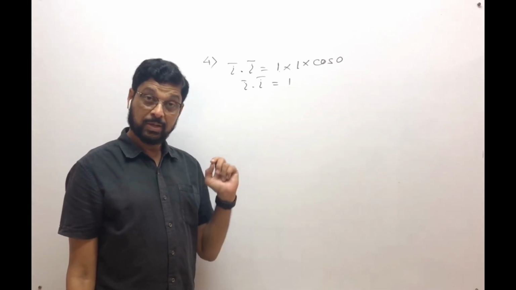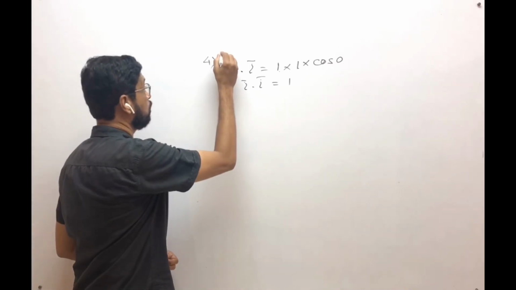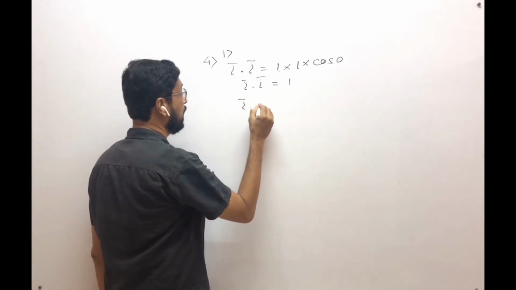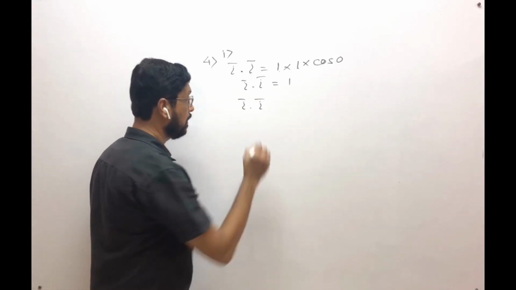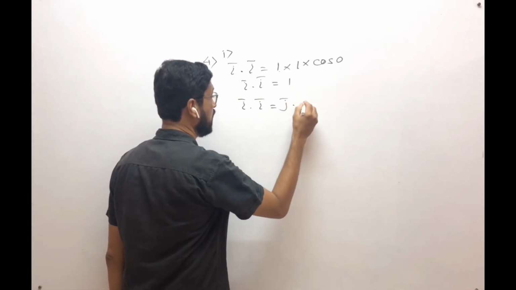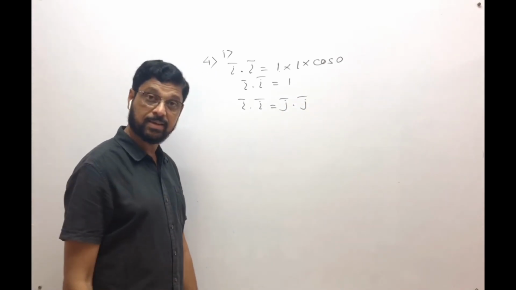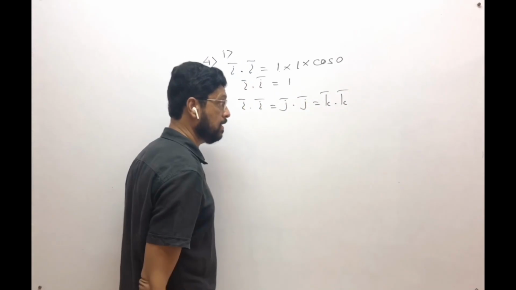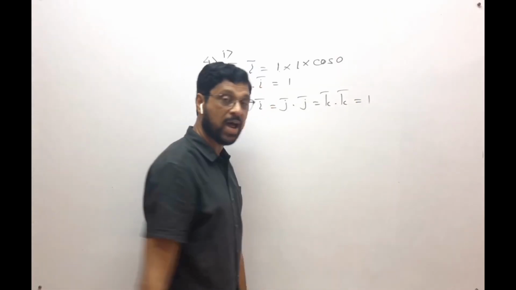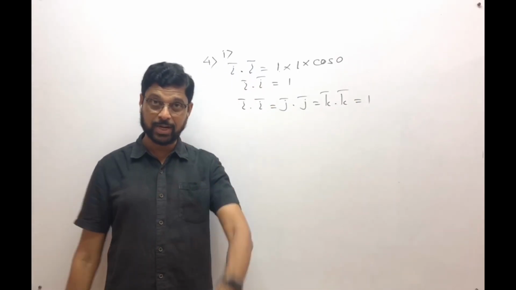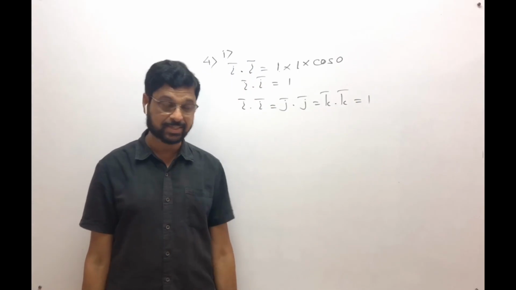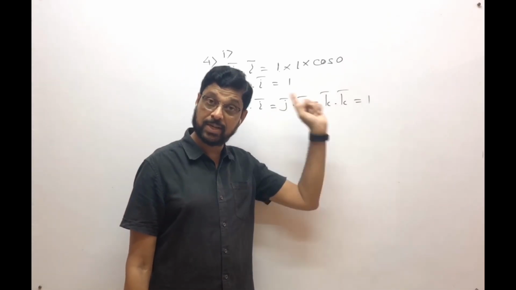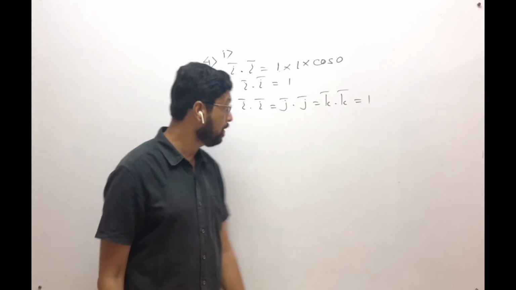So the first point in the fourth characteristic says that I dot I is equal to J dot J is equal to K dot K is equal to 1. That is the first point in the fourth characteristic. I dot I is equal to J dot J is equal to K dot K is equal to 1.